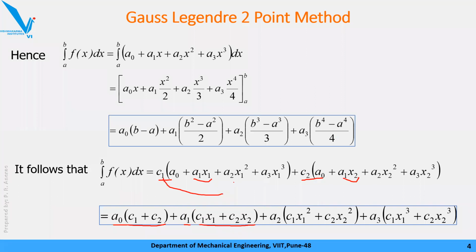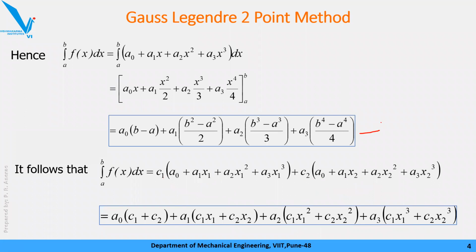Next, C1 into A2 x1 square, C2 into A2 x2 square, A2 taken common out of the bracket. What remains in the parenthesis? C1 x1 square plus C2 x2 square. Similarly, the last term, A3 common liya, we will have C1 x1 cube and C2 x2 cube.